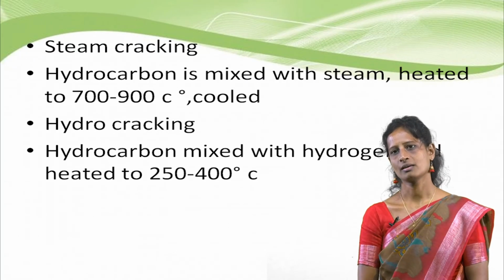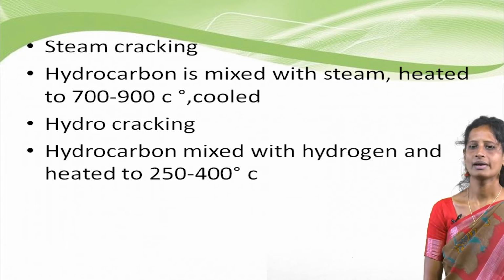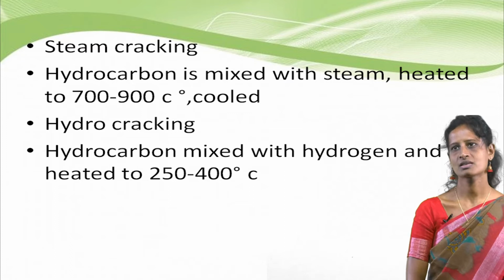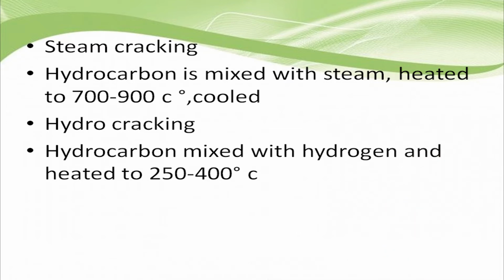What is steam cracking? Steam cracking is where a high range of heat is applied. Here, the hydrocarbon is mixed with steam and heated to a high temperature of 700 to 900 degrees Celsius, and then cooled, and we get the products of steam cracking.